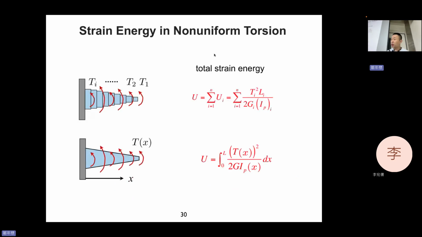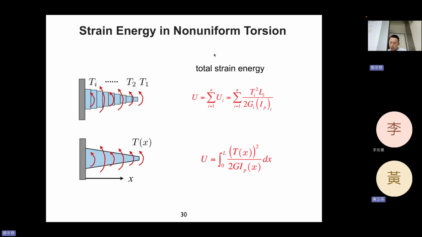And if you want to sum up everything for non-uniform cases, you need to sum up all the segments of the bar if the cross-section of the bar is non-prismatic. So the total strain energy can be summed up together by integration or summation.